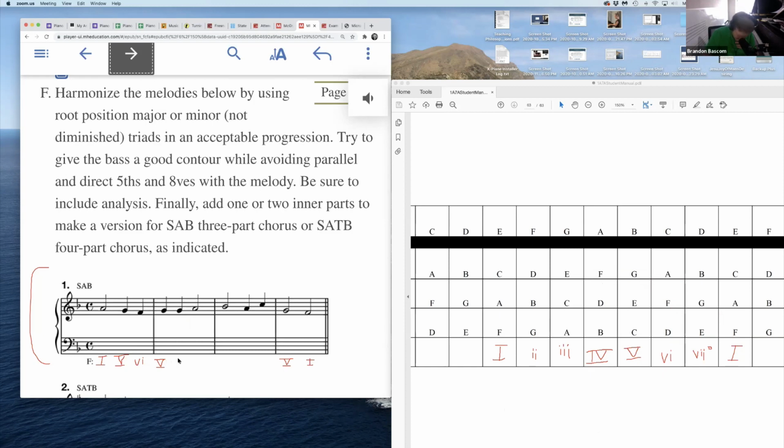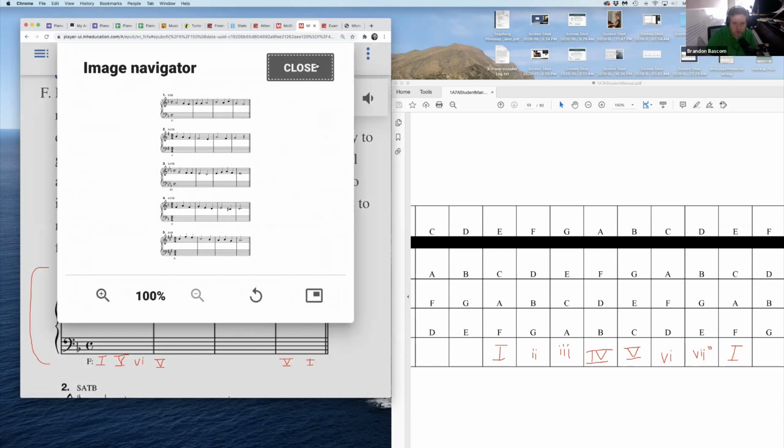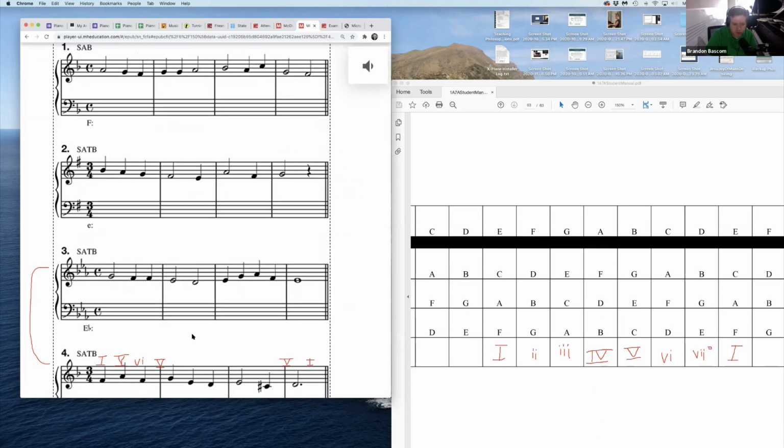What can the 5 go to? 5 can go to 1. 5 can go to 7. They don't want us to use 7. Or we could stay on the 5 chord. We could have 2 5s in a row. Uh-oh. What did I do?